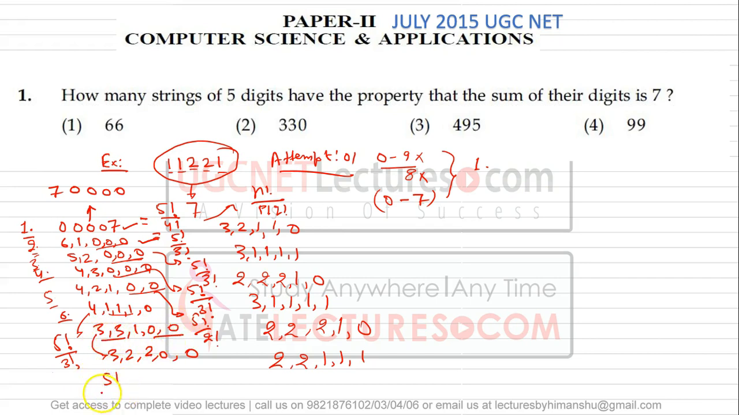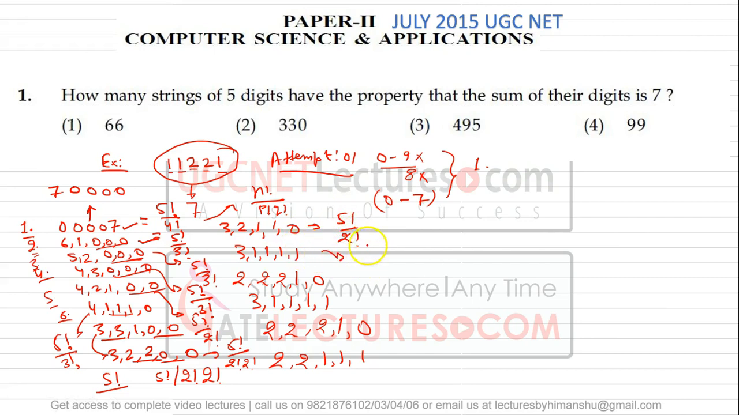So we can say 5 factorial upon 2 factorial into 2 factorial. Or this one can be written like this, 5 factorial upon 2 factorial, 2 factorial. Like this you can write for every one, and then you can find the sum of these. This will be 5 factorial upon 2 factorial.